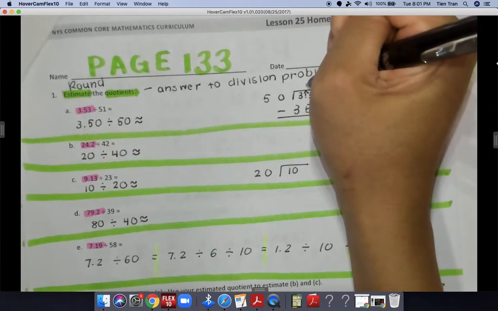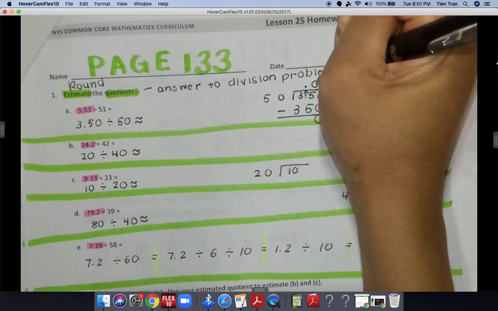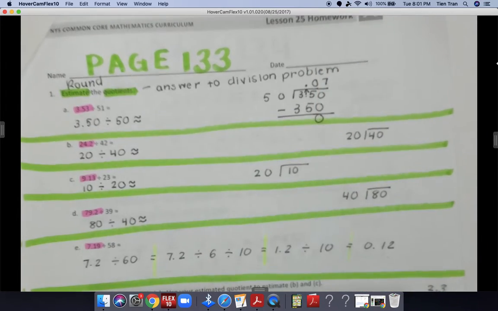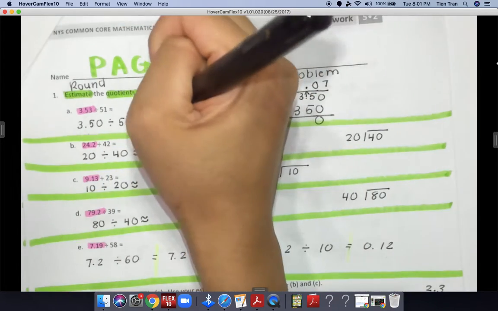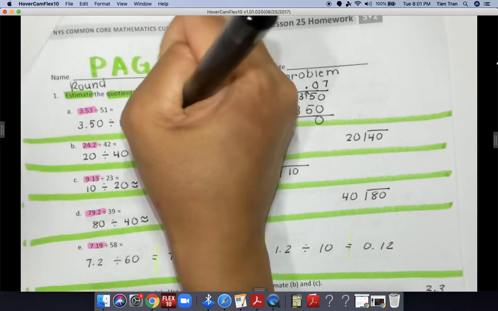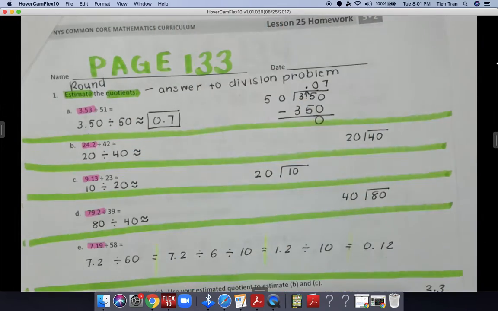Now, don't forget to bring up your decimal and your 0 if you do not have a number in that place value. So my final answer is equal to 0.7, or 0 and 7 tenths.